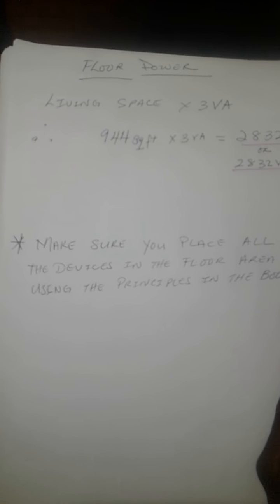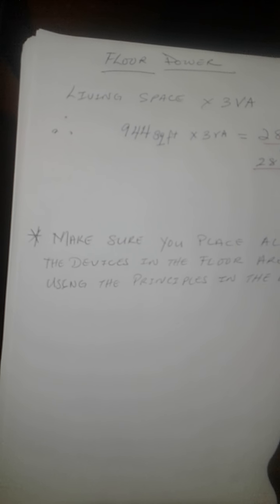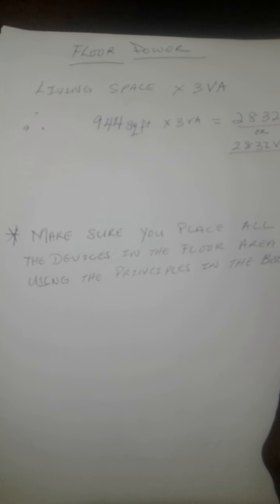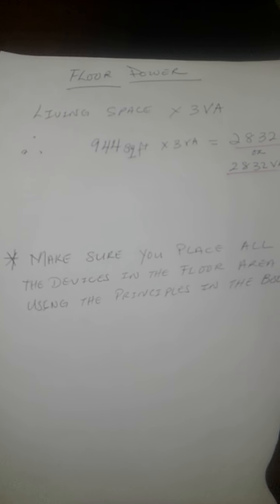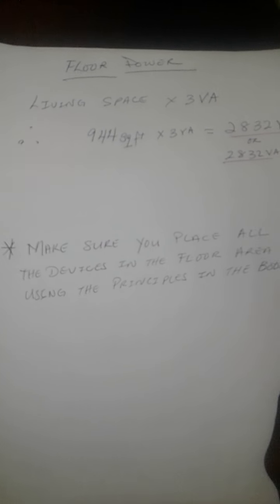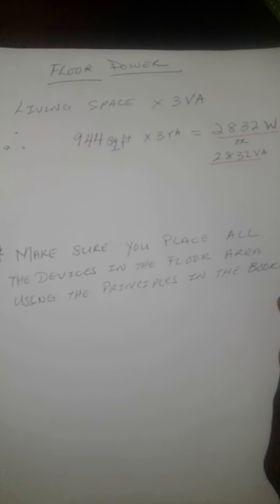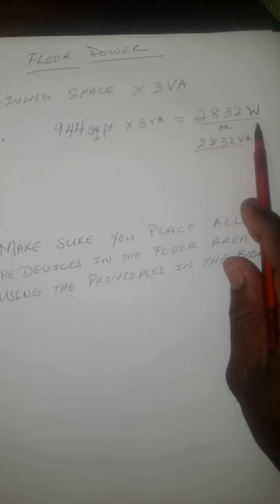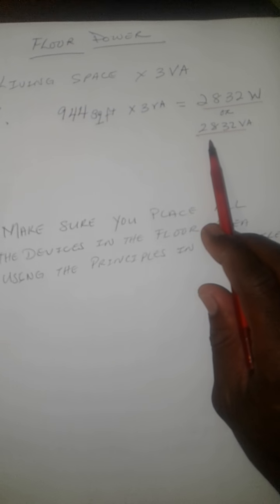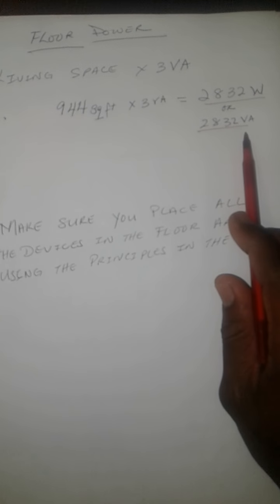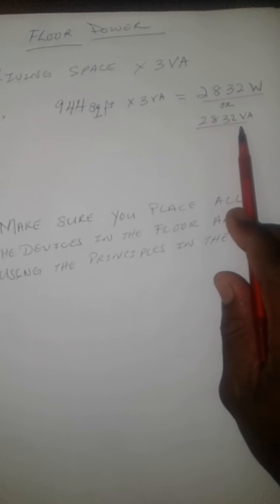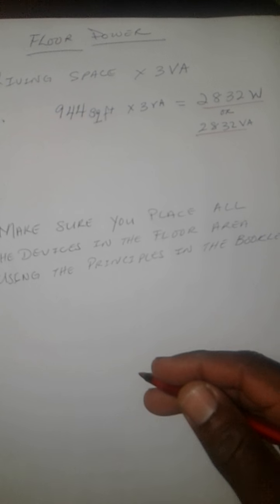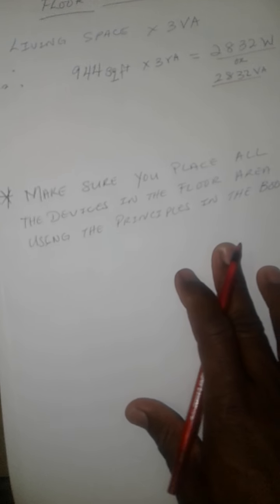This now takes us to calculating the floor power. Now, as you would remember, the National Electrical Code states that there must be 3 volt-amperes of power provided for every square foot in a living space. Therefore, we will take the living space and multiply it by 3 volt-amperes. This gives us 2,832 watts, or it can be represented as 2,832 volt-amperes. Remember, power is equal to voltage times current. Therefore, volt-amperes is the same as watts.